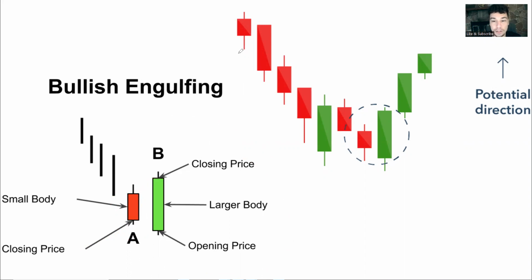As you can see, we're in a downtrend right here. We get our bullish engulfing candlestick right here, and we start a nice little uptrend. The potential direction after a bullish engulfing candlestick is going to be upwards. So this is the first one that I really like a lot to use.